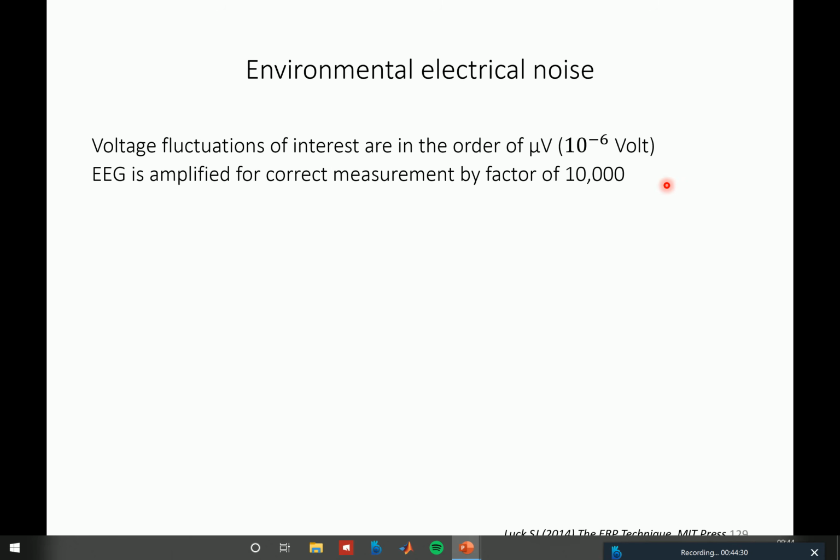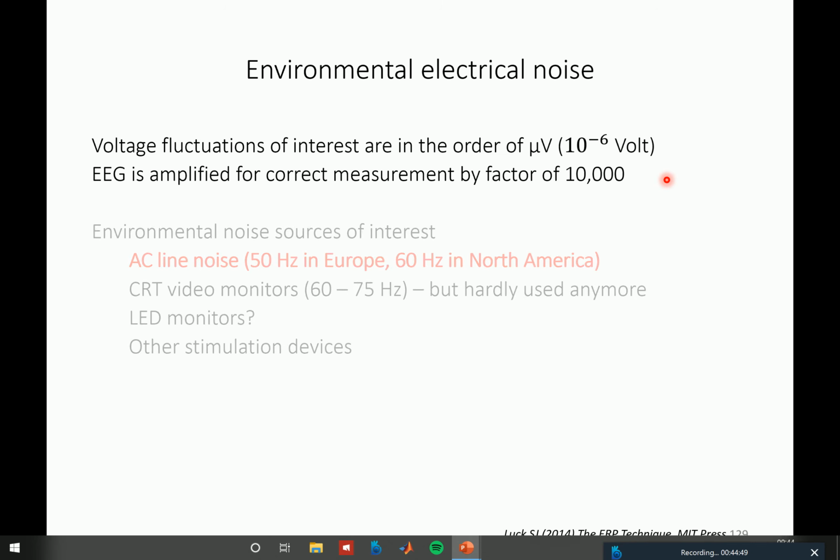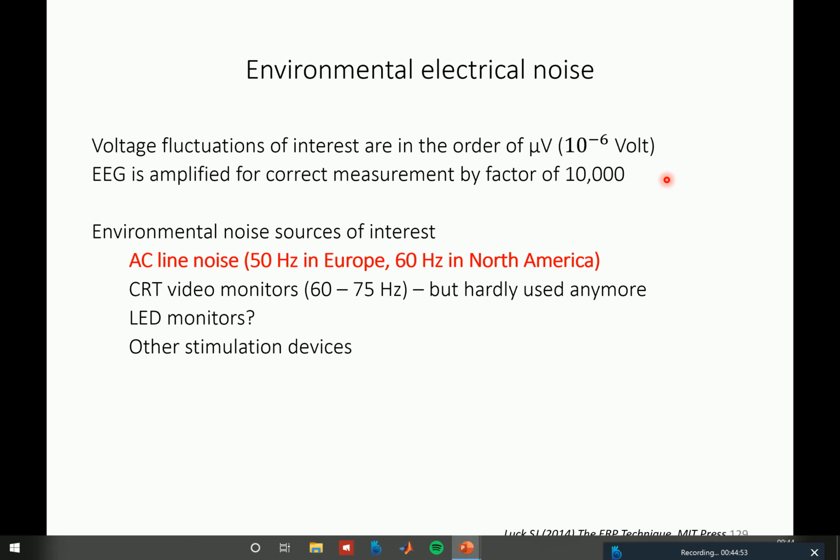So the voltage fluctuations that are recorded on the scalp are actually quite small. We are always talking about microvolts, so 10 to the power of -6 volt. To resolve this nicely, the EEG is amplified by a factor of 10,000, which also means that ambient electrical activity, such as alternating current line noise, which has electrical activity and hence magnetic fields and can induce other electrical activity, is also amplified. This AC line noise of 50 Hertz in Europe and 60 Hertz in North America is, of course, very well defined. So it's at this frequency and hence can also be taken out if it is indeed present.